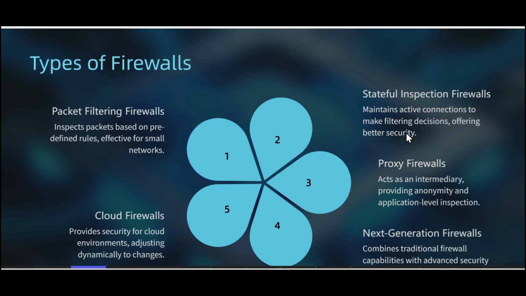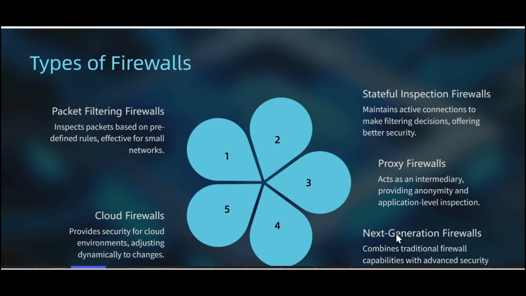The second one is the stateful inspection firewall. They track active connections and make decisions based on the state of traffic, providing improved protection. The third one is proxy firewalls. They act as intermediaries between user and server, hiding the internal network and enabling high-level application inspection.